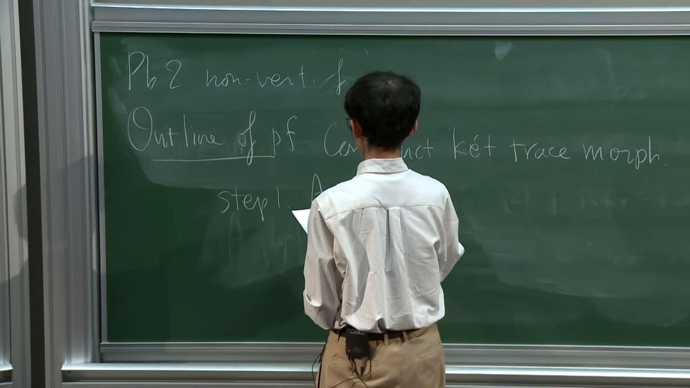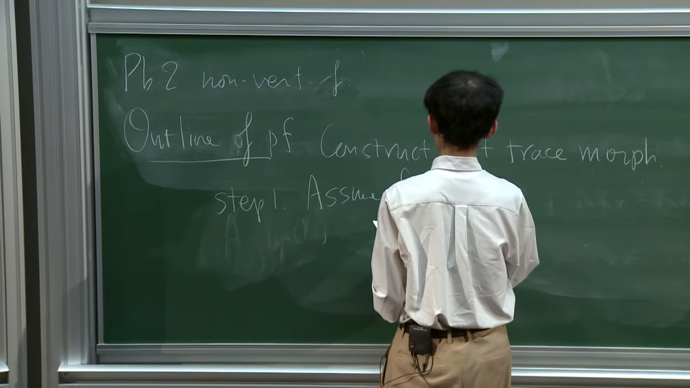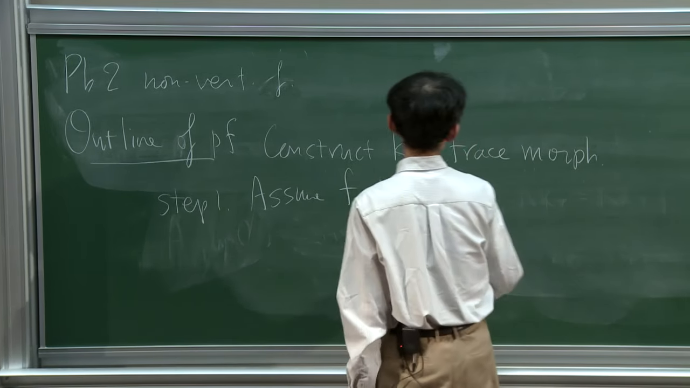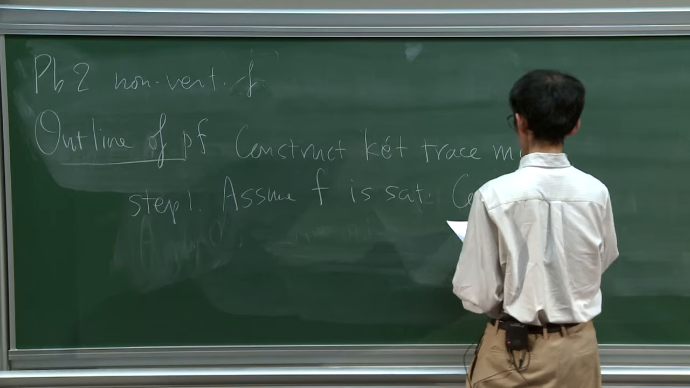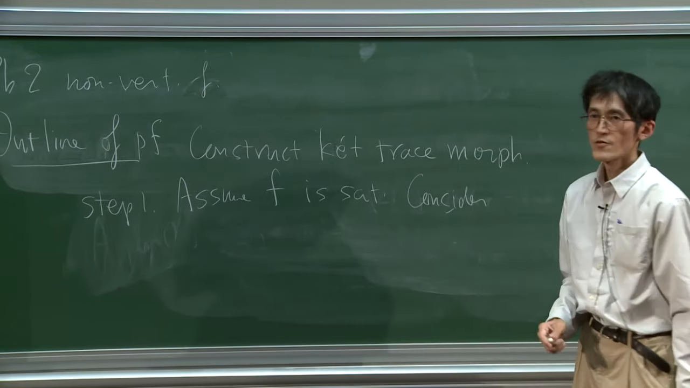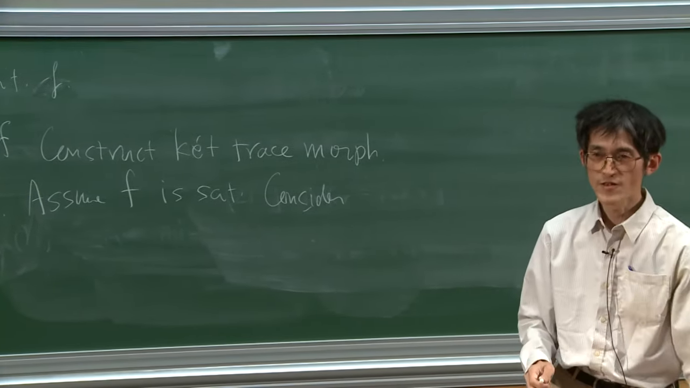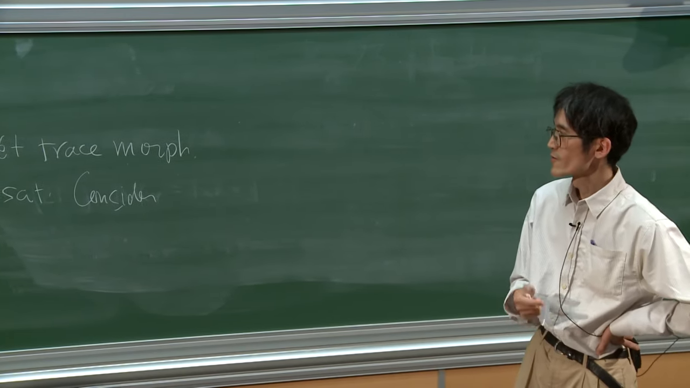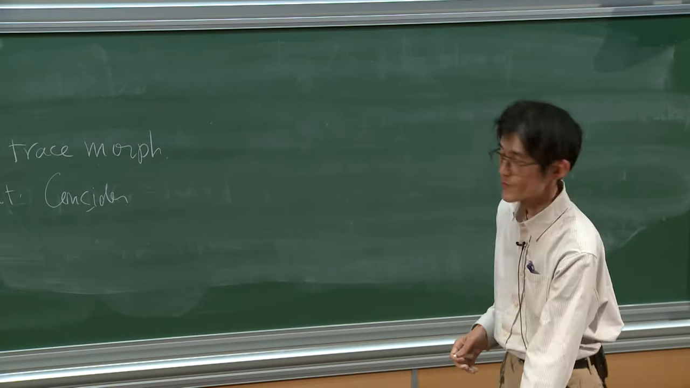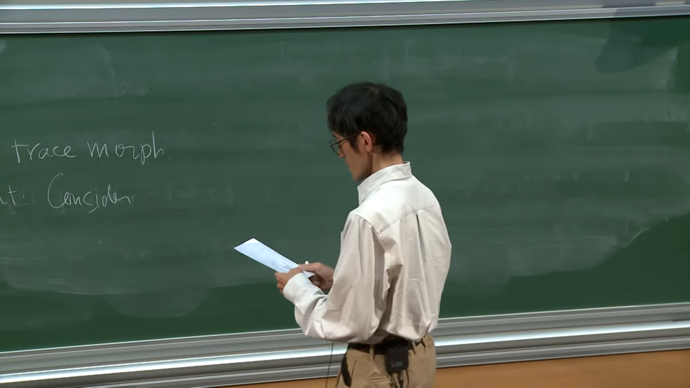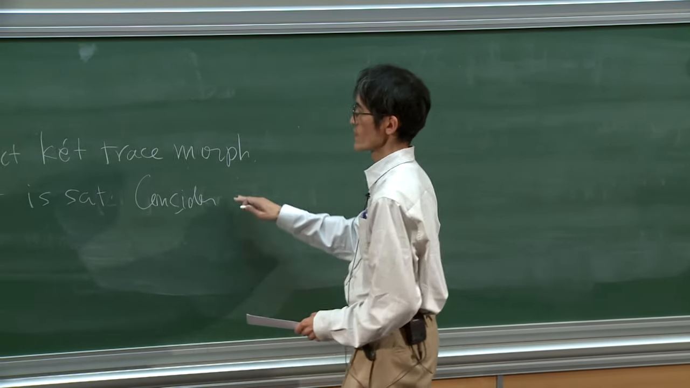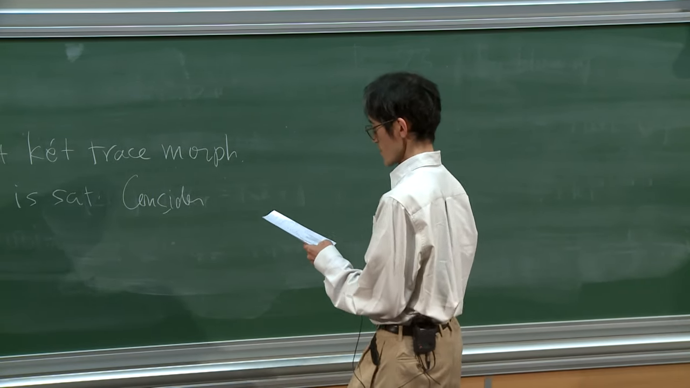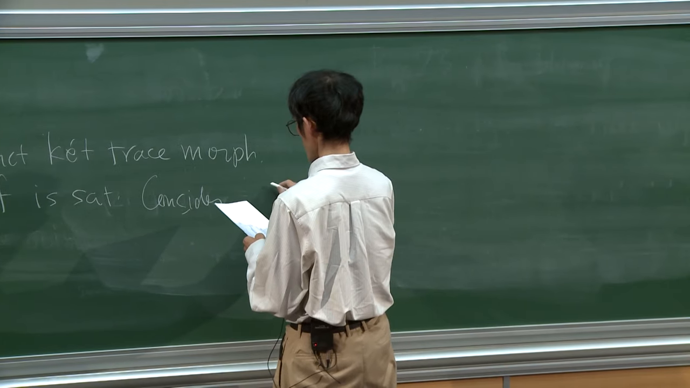Step one. Assume F is saturated. The main difficulty is to construct a trace homomorphism, and there are three steps. First, assume F is saturated. Consider the diagram.